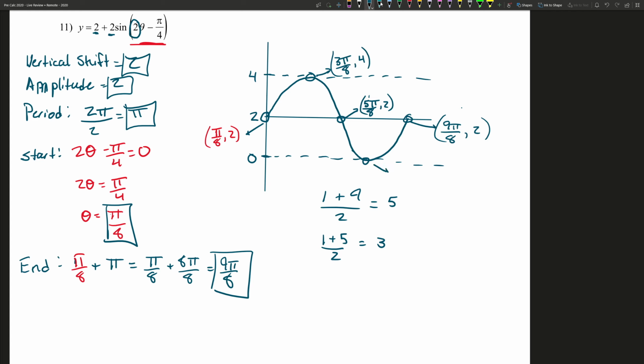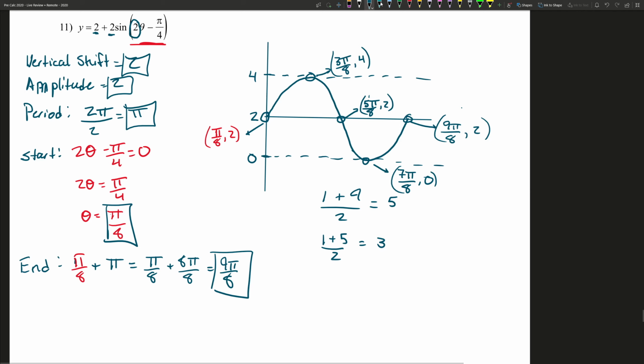So that means this one will be 7 pi over 8, comma 0. Okay, and you could do that the same way, right? So 5 plus 9 divided by 2, that's 14 divided by 2, which is just 7. Okay, so those are all of our points. That is the first part, so that's number 11. All right, if you get all of that, you get full points.